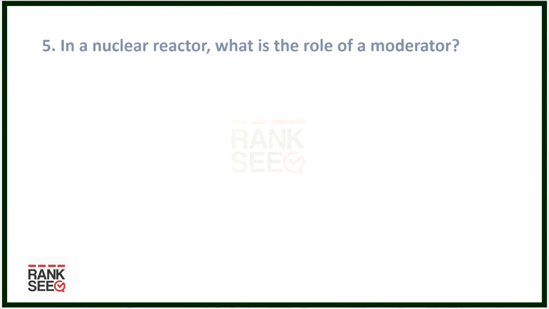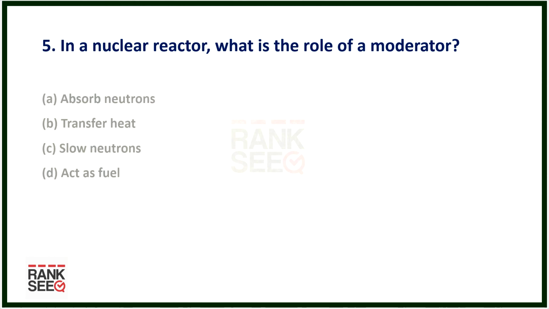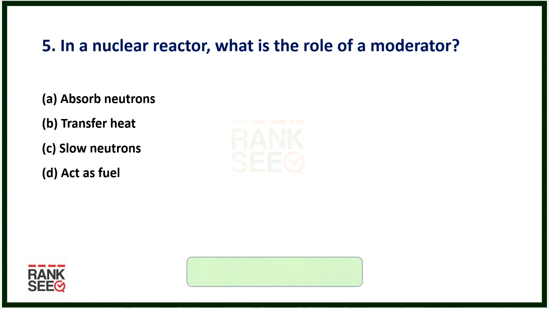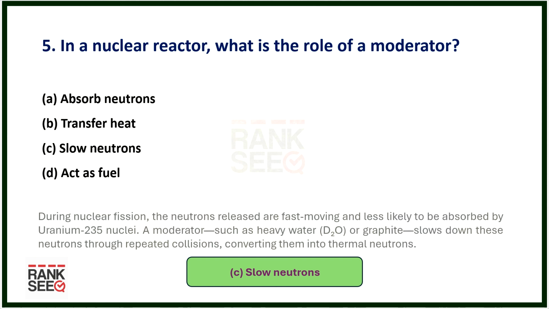5. In a nuclear reactor, what is the role of a moderator? A. Absorb neutrons. B. Transfer heat. C. Slow neutrons. D. Act as fuel. Correct answer: C. Slow neutrons. Explanation: During nuclear fission, the neutrons released are fast-moving and less likely to be absorbed by uranium-235 nuclei.